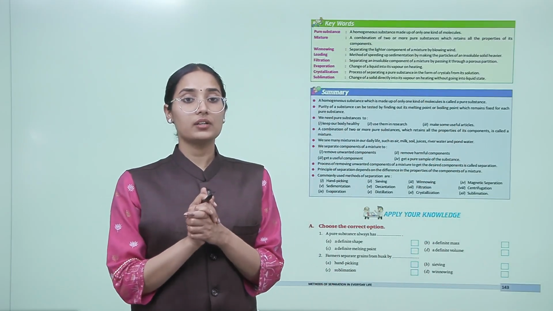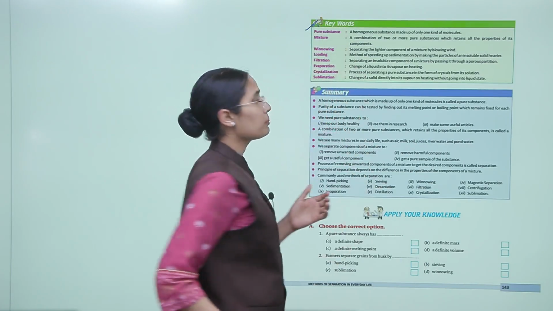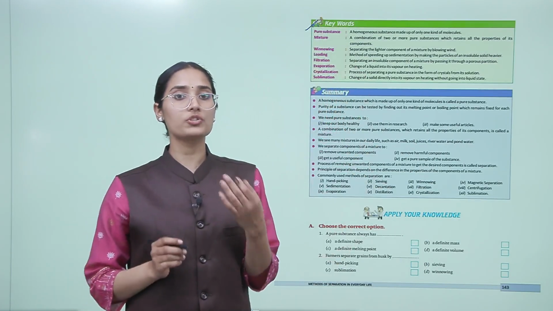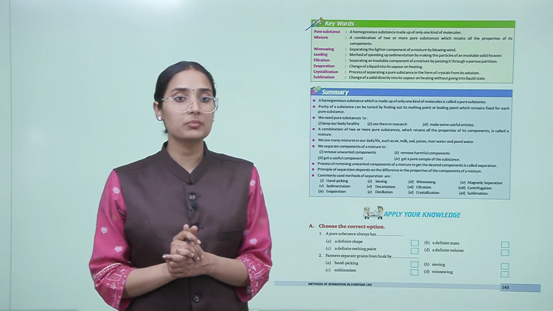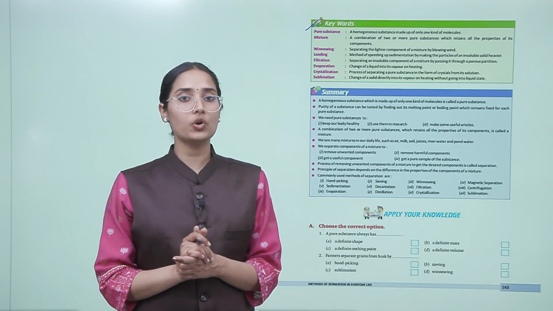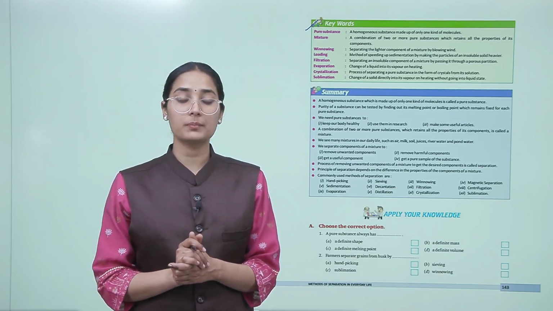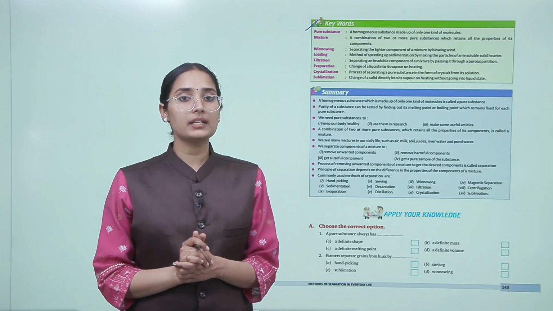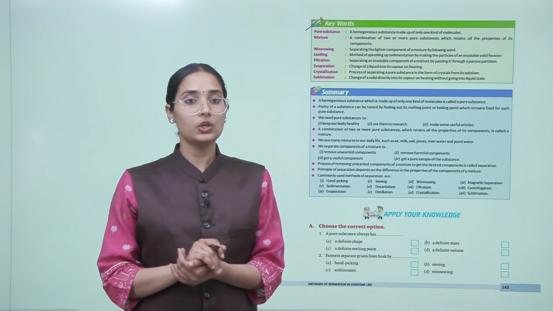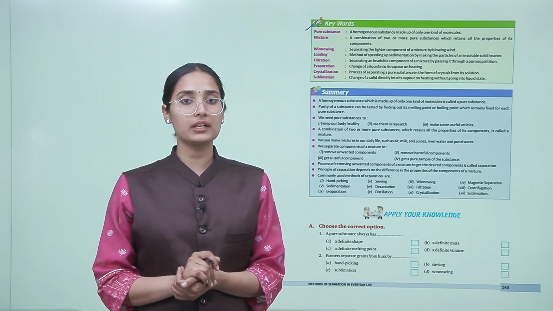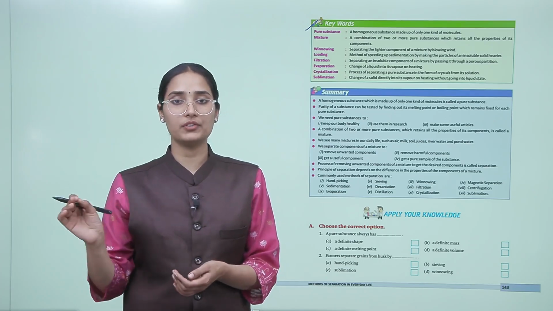Now, we have read new words in this chapter, so let us recall them. Pure substance: it is a homogeneous substance made up of only one kind of molecules. What is a mixture? A combination of 2 or more pure substances which retain all the properties of its components. Winnowing: separating the lighter component of a mixture by blowing wind. Loading: method of speeding up sedimentation by making the particles of an insoluble solid heavier.